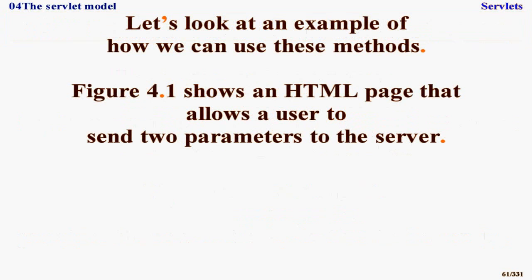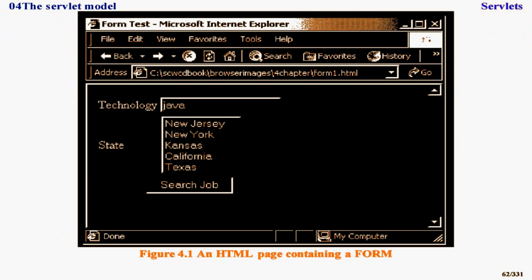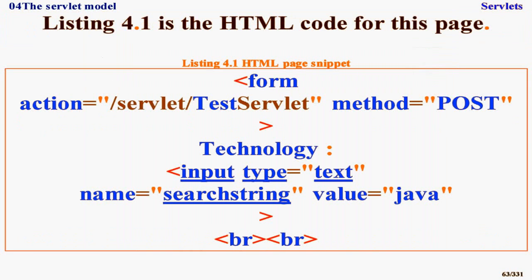Let's look at an example of how we can use these methods. Figure 4.1 shows an HTML page that allows the user to send 2 parameters to the server. Figure 4.1. An HTML page containing a form. Listing 4.1 is the HTML code for this page. Listing 4.1 HTML page snippet.